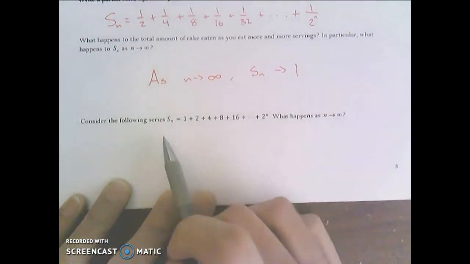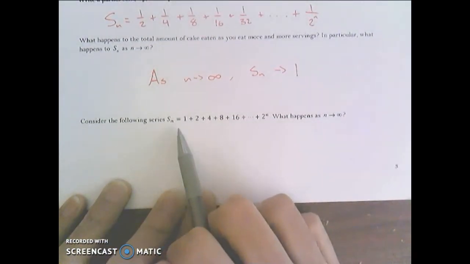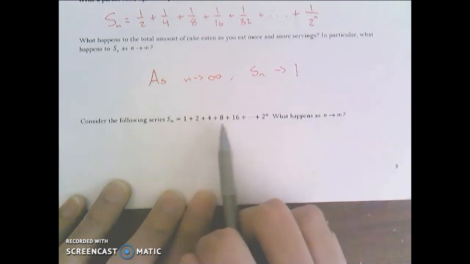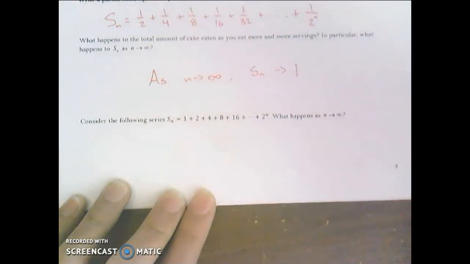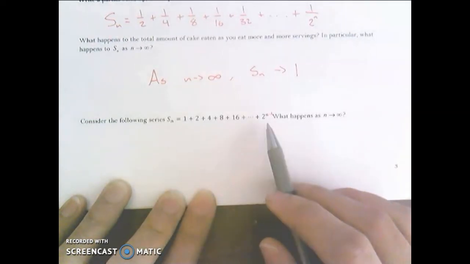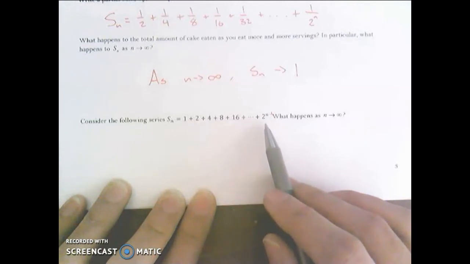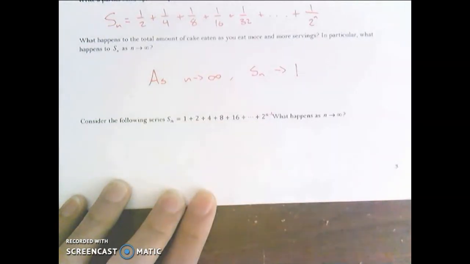Given here, we have the series Sn equals 1 plus 2 plus 4 plus 8 plus 16, and so on, where this should be minus 1. What happens as n approaches infinity? Go ahead and write this in. This is plus 2 times 2 to the n minus 1. So what happens as n approaches infinity?